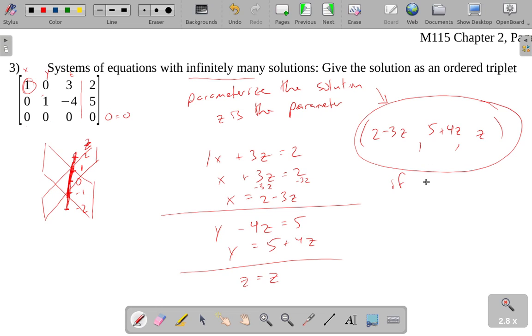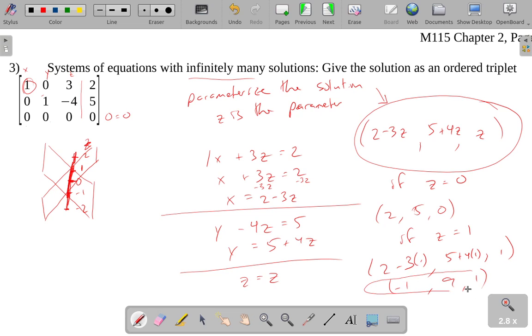If z equals 0, we could find out where on this parameterized scale z is equal to 0 just by plugging stuff in here. 2 minus 0 is 2, 5 plus 0 is 5, z is 0, so that's the point (2, 5, 0). But of course you don't have to say if z is 0. What happens if z equals 1? This would give us the point 2 minus 3 times 1, 5 plus 4 times 1, comma 1. So that's, what, negative 1, 9, 1.